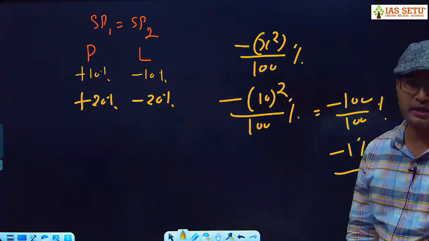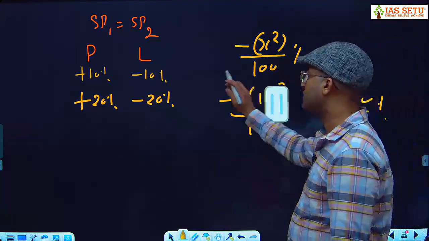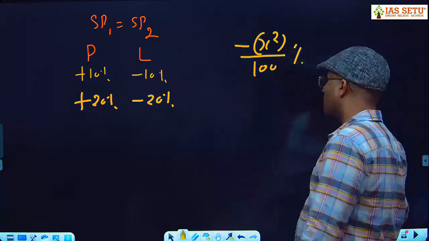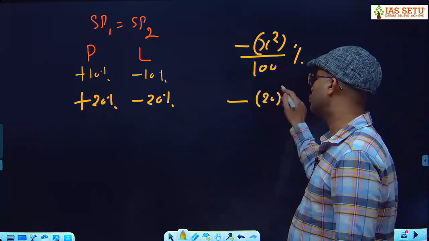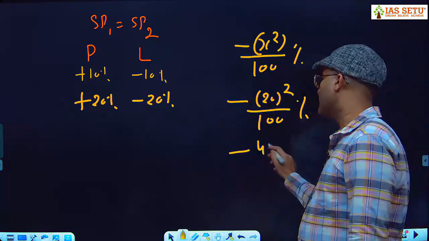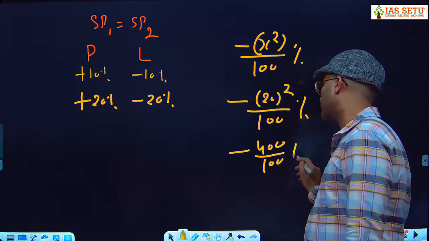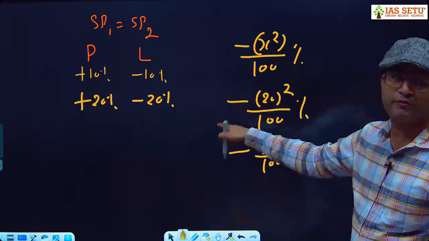Next question. I sell two articles at the same price. On one article I make a profit of 20%. On the other article I suffer a loss of 20%. What is my overall profit and loss percentage? Minus 20 square upon 100%, minus 400 upon 100%, minus 4%. So in that case there will be a 4% loss.